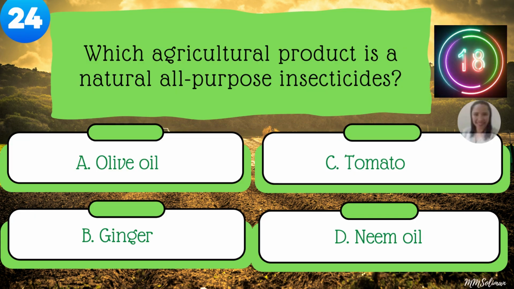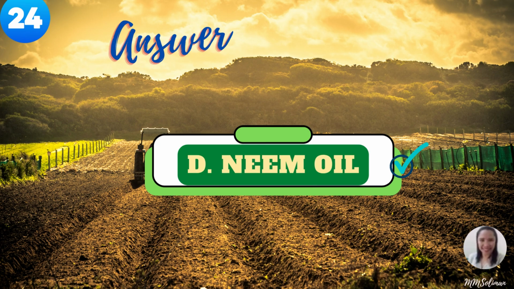Which agricultural product is a natural all-purpose insecticide? A. Onion. B. Garlic. C. Malunggay. D. Hot pepper. The answer is neem oil. Neem oil is one of the best all-purpose natural insecticides, killing everything from cabbage worms and squash bugs above ground to nematodes and grubs beneath the soil.